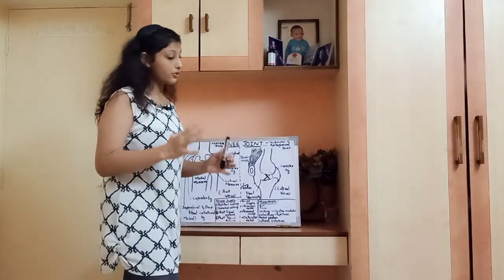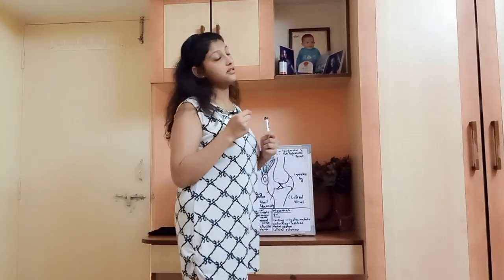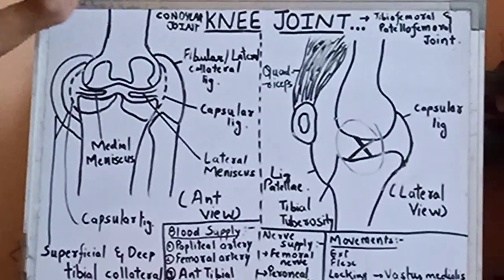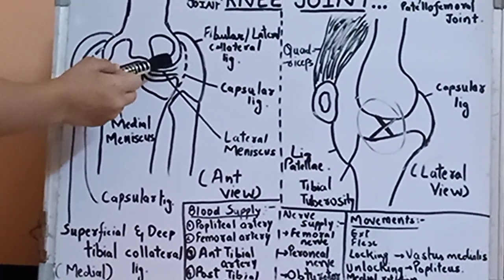Discussing the ligaments in the knee joint itself, there are 7 ligaments in total which work to stabilize it. Along with the ligaments, there are certain other structures present in the knee joint which make it compound. These are termed the menisci. The menisci are structures present within the joint. This is the anterior view of the knee joint. Here is the medial meniscus, and this is the lateral meniscus.